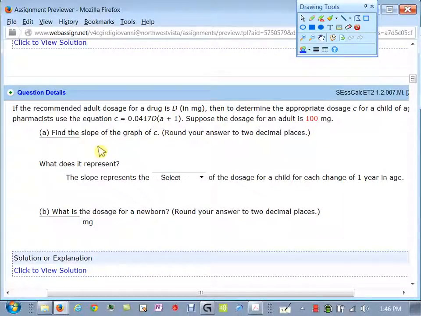Find the slope of the graph of C. So what is the slope of the graph of C? Well, if we put 100 in here, multiply by 100, that means we're going to put 100 here and multiply that by 100, which moves the decimal point 2 places. We get 4.17, and that's the number in front of A. So that's our slope. So 4.17 here.